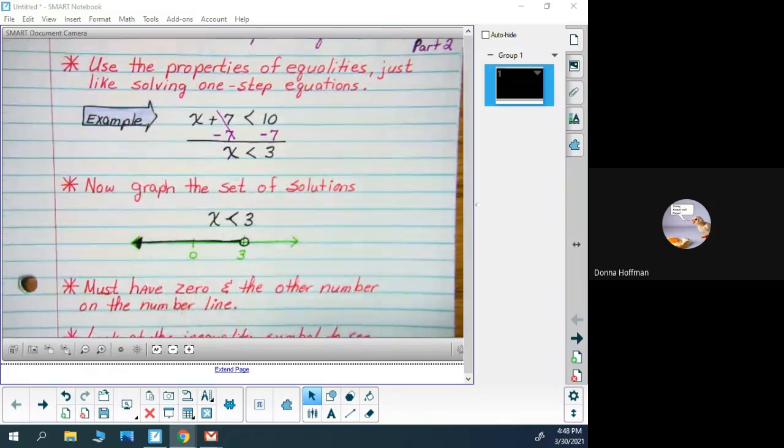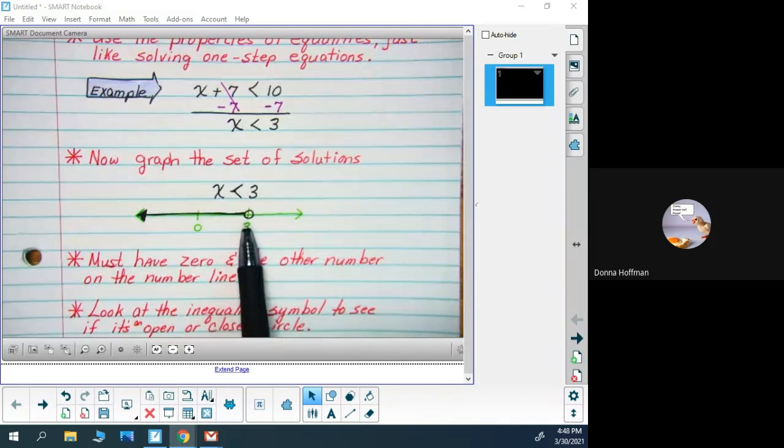And what you need on your graph is a 0 and the other number. This is really simplistic. Don't get this too complicated. I don't do a solid circle because there's no equal sign in my inequality. It's an open circle over the 3, and I need all numbers that are smaller, so I go to the left because those are all numbers smaller than 3, and they go on forever. Don't forget your arrow, okay?